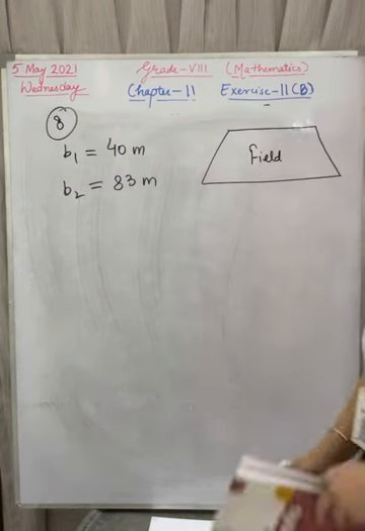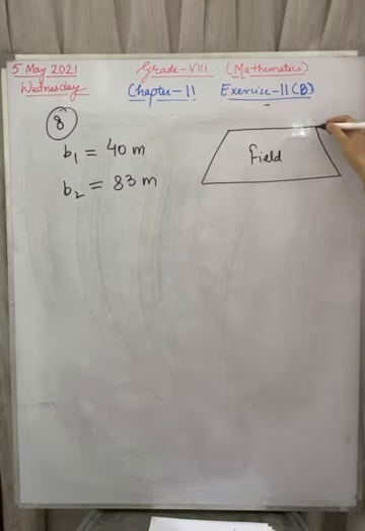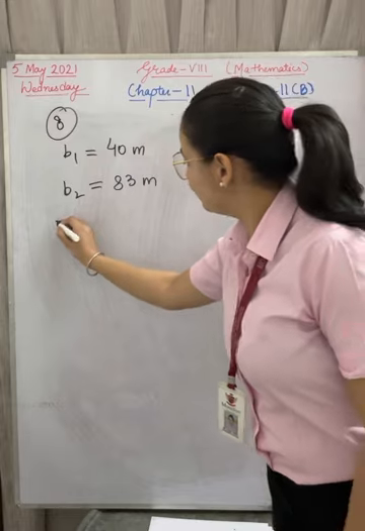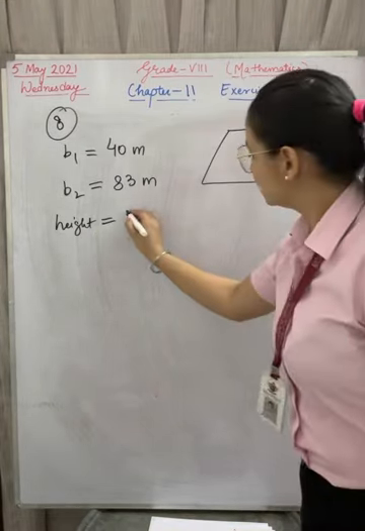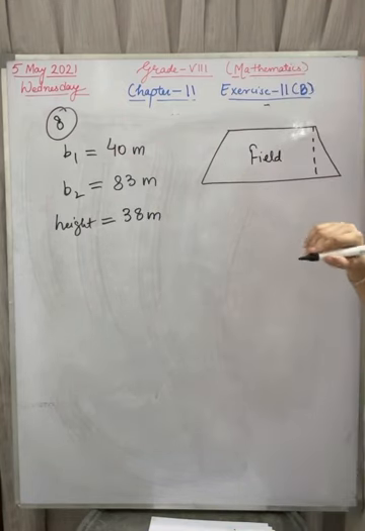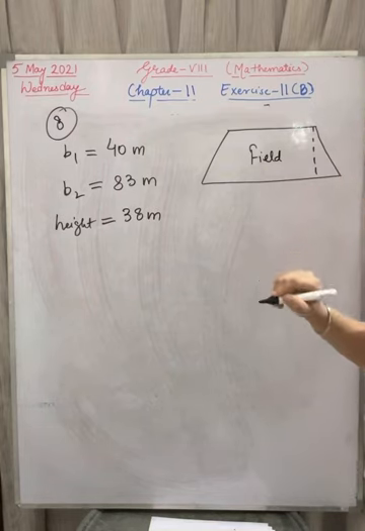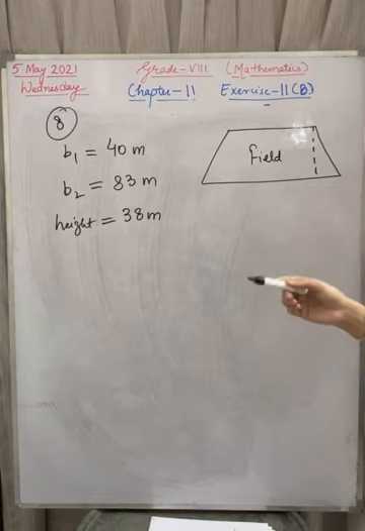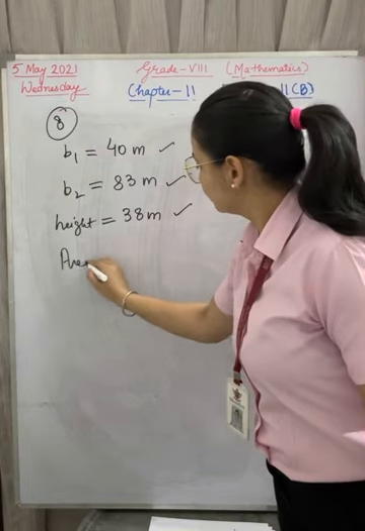After that, they say the distance between these two parallel sides is given. What is this? Height of the trapezium. How much is it? 38 meter. What do we have to find out? The cost of plowing. But before finding the cost, what do we have to find out? Area of the trapezium.